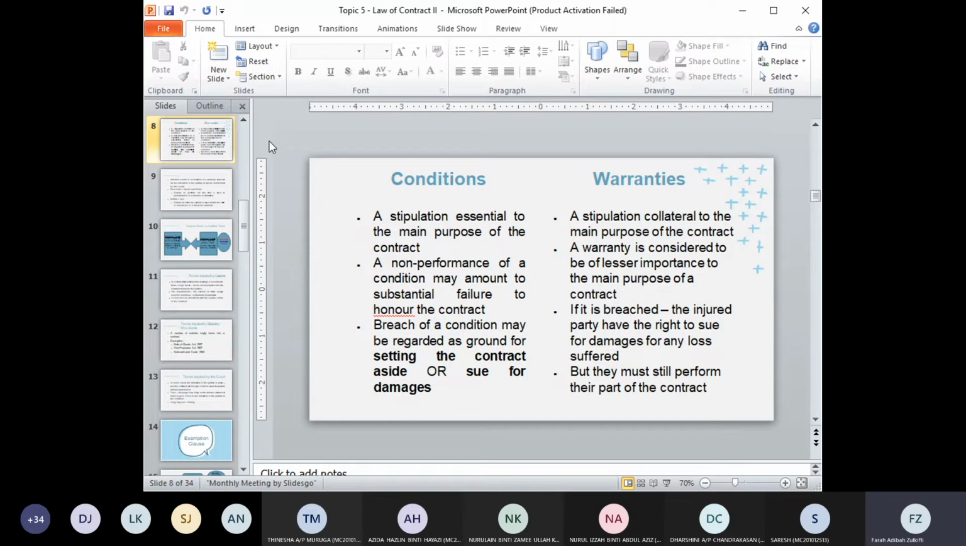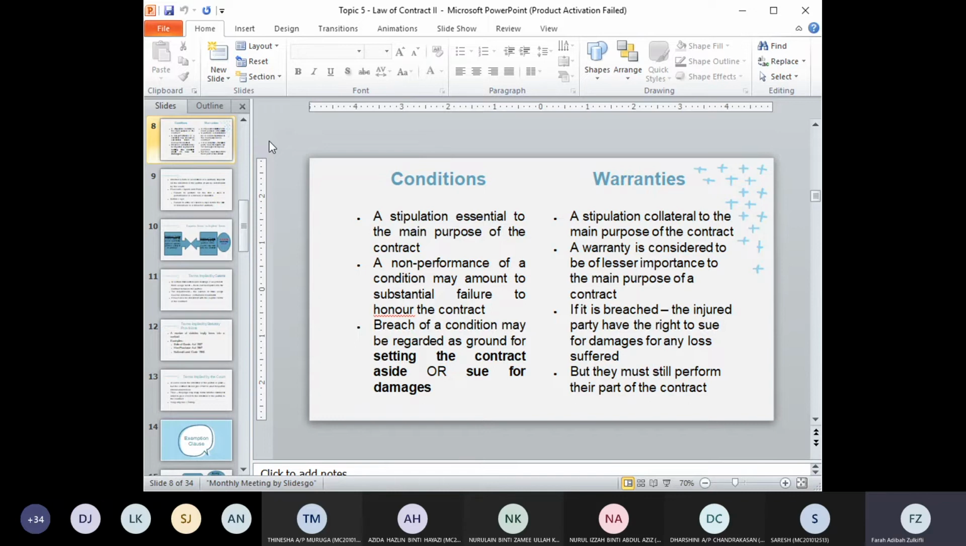But if the clause in the contract is only a warranty, it is not a condition. With a warranty, you cannot treat the contract as ending if someone only breached a warranty clause. You can only claim for damages. The difference is that if you breach a condition term of a contract, it is a failure to honor the contract. It goes to the root of the contract. In simple words, if someone breaches a condition of a contract, the contract will become useless, because this is the main purpose of the contract, but it is breached. So the contract becomes useless.